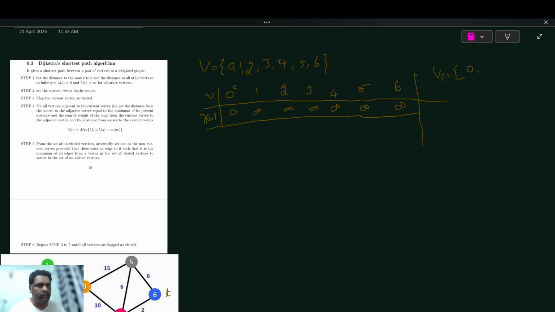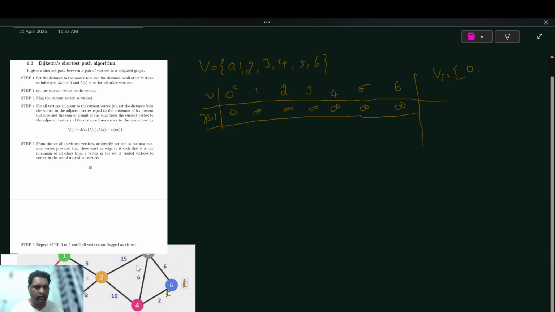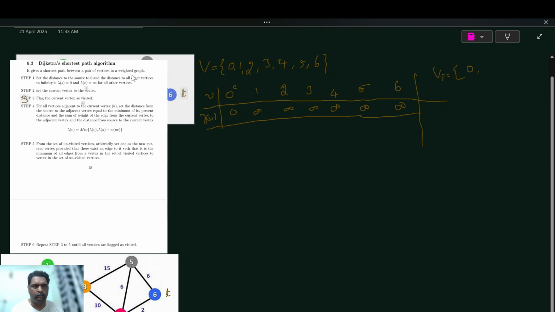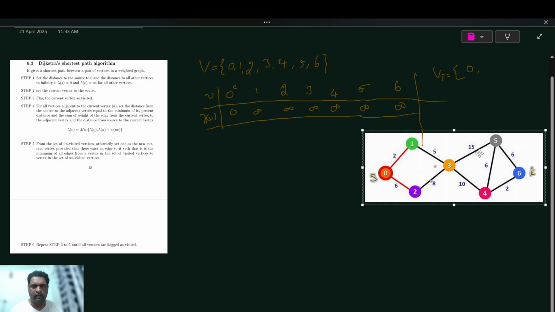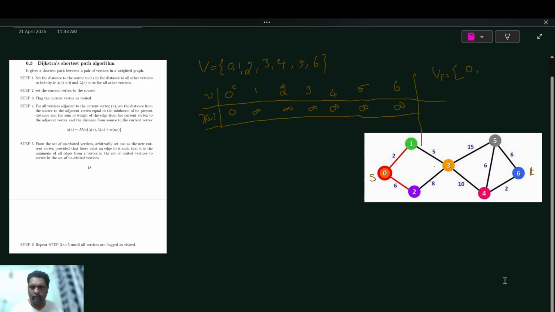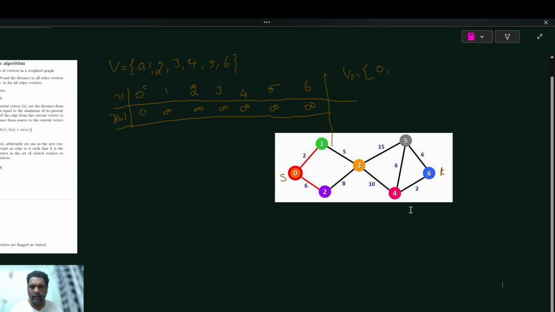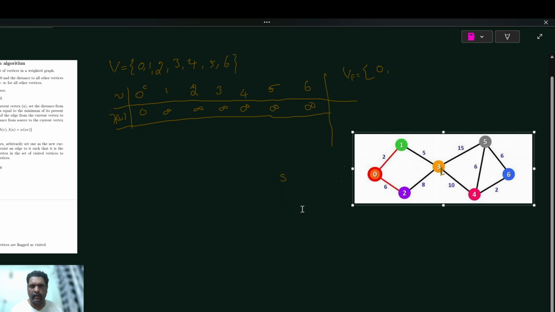Now for all vertices which are adjacent to our current vertex, that is 0, in the given graph. Okay, I will place the graph somewhere else. This is our graph. Let us place the graph here. Okay.